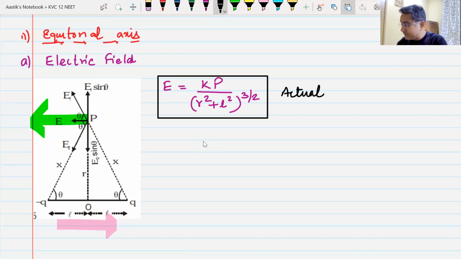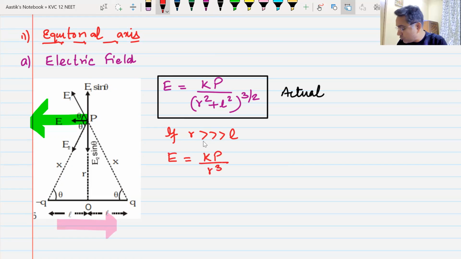But again, if R is very, very large compared to L, I can have a shortcut formula. Can anyone tell me what will be the shortcut formula? R is very large, L is very small. Can you tell me what will be the shortcut formula? No one knows it. Okay, so it is Kp by R cube. This is the shortcut formula. Yes, we neglect L square.